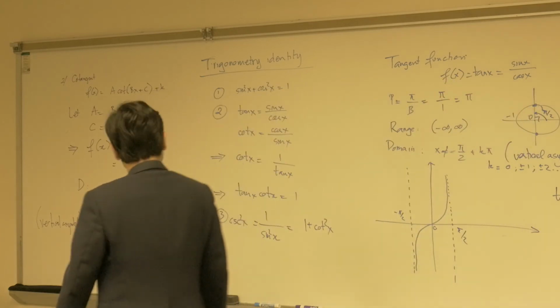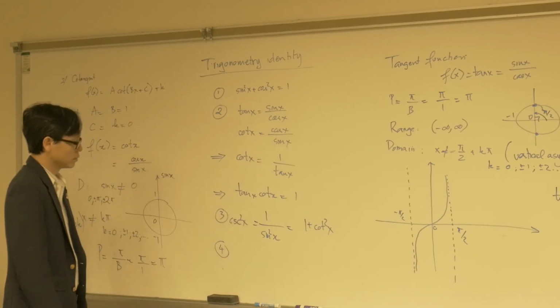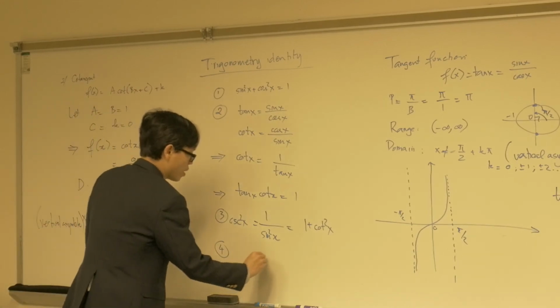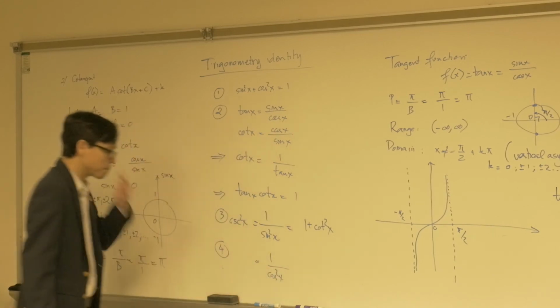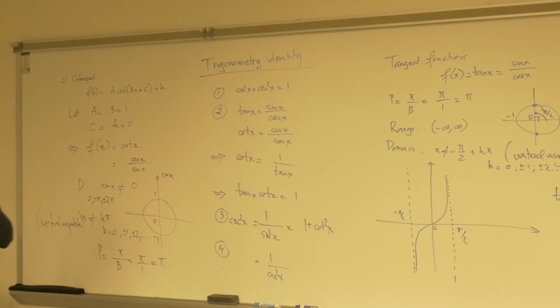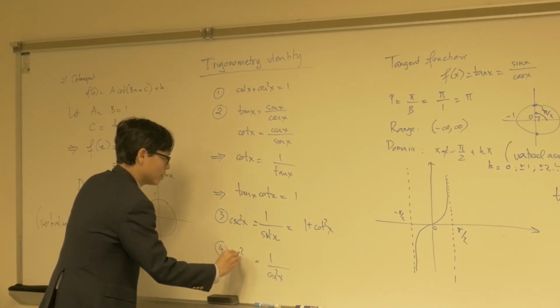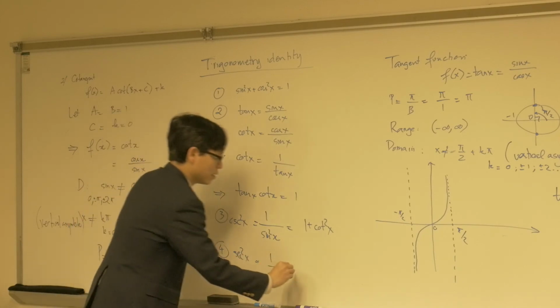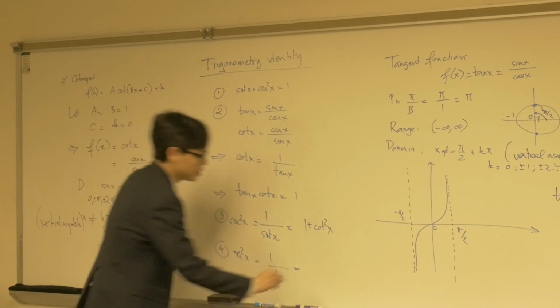Number 4. And 1 over cosine squared. What do you think? Secant squared, which is also equal to 1 plus tangent squared.